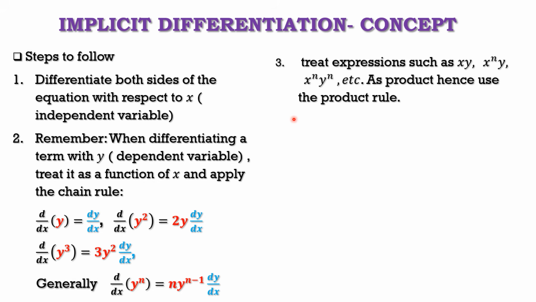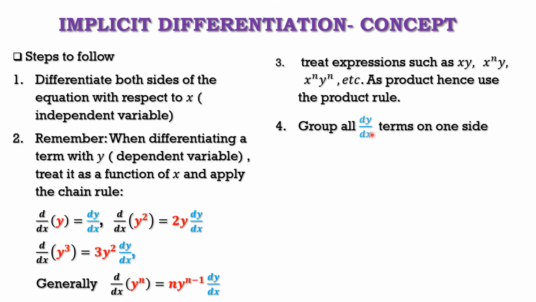So step 3 is saying that we need to treat expressions such as xy, x raised to the power n times y, x raised to the power n times y raised to the power n, and others as products, hence use the product rule. So anytime you see a product between x and y in this form, you have to treat the expression as a product. Then you are going to apply the product rule.